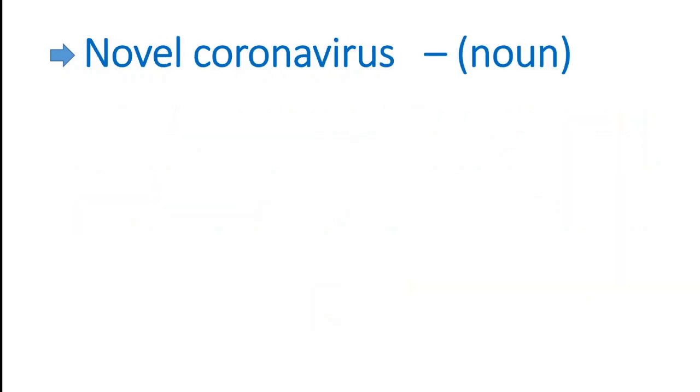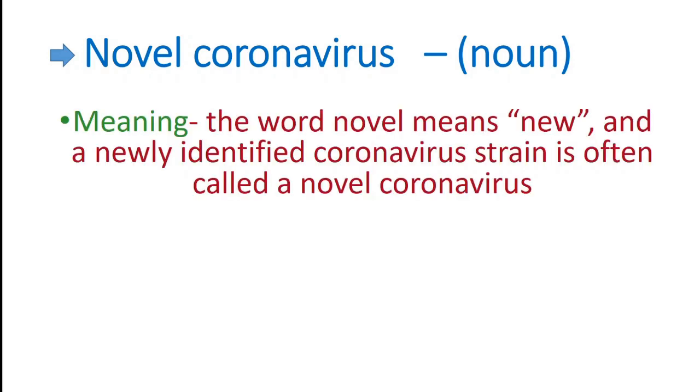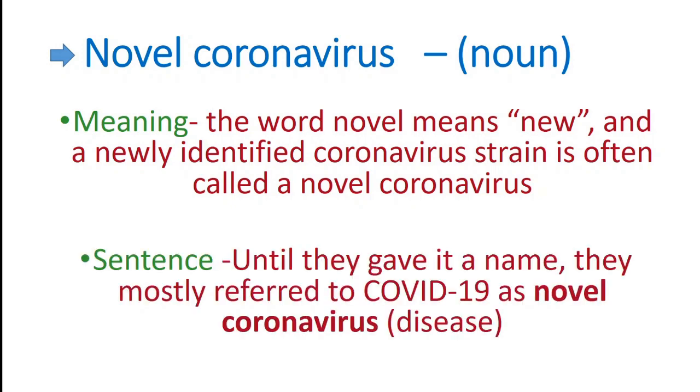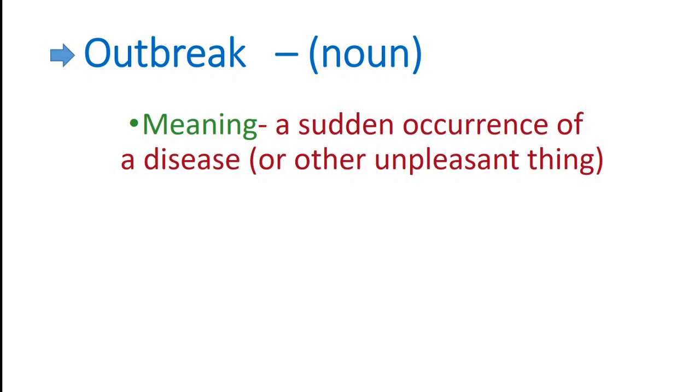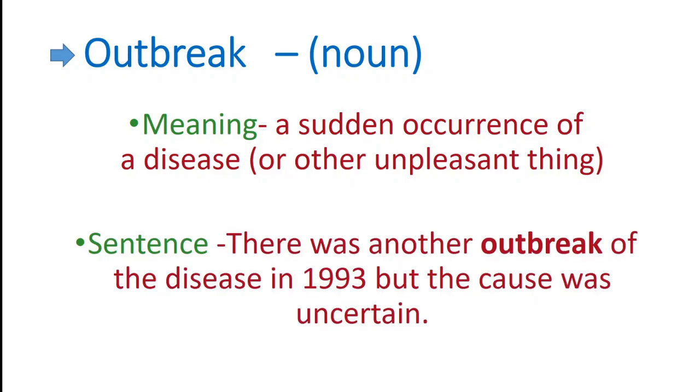Novel coronavirus. Noun. Meaning the word novel means new, and a newly identified coronavirus strain is often called a novel coronavirus. Sentence. Until they gave it a name, they mostly referred to COVID-19 as novel coronavirus. Outbreak. Noun. Meaning a sudden occurrence of a disease or other unpleasant thing. Sentence. There was another outbreak of disease in 1993, but the cause was uncertain.